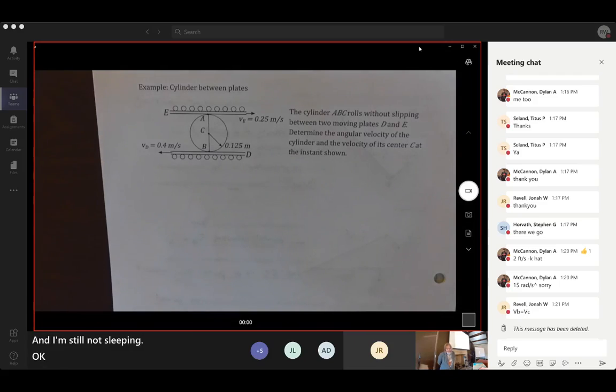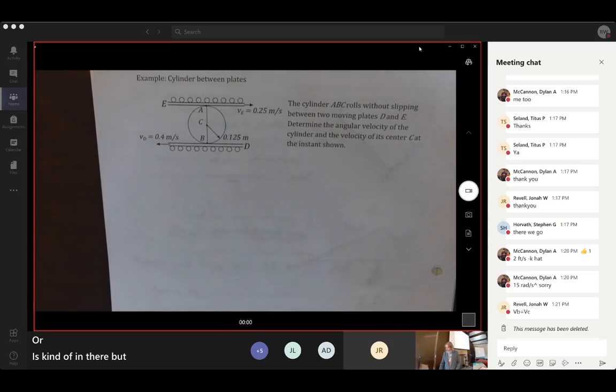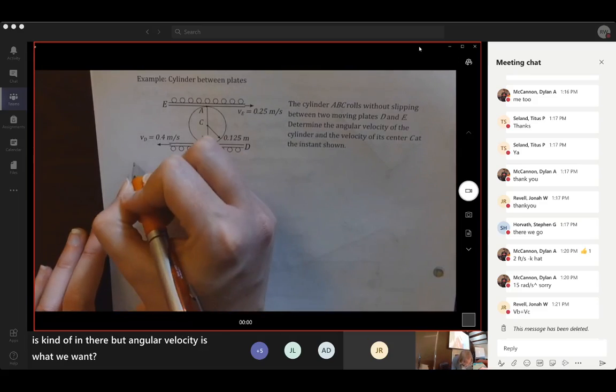Okay, so we have speeds and directions for the two plates. We're told that there's no slipping. And so we need to figure out what the velocity of the center of the cylinder C is and the point we're rotating about. Or, let's see, the point we're rotating about is kind of in there, but angular velocity is what we want. Okay, so what do we know?